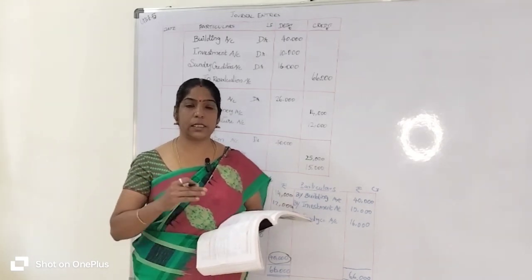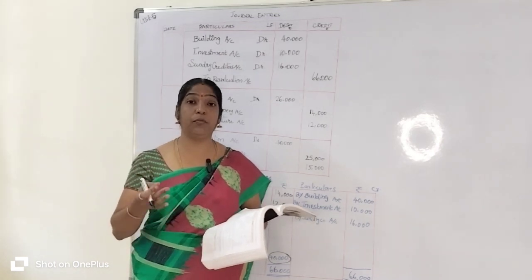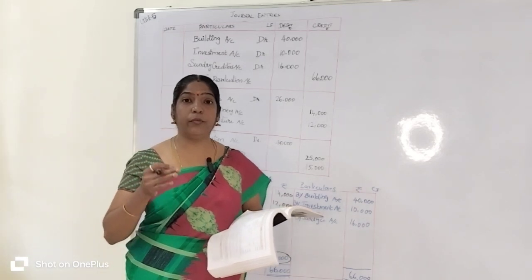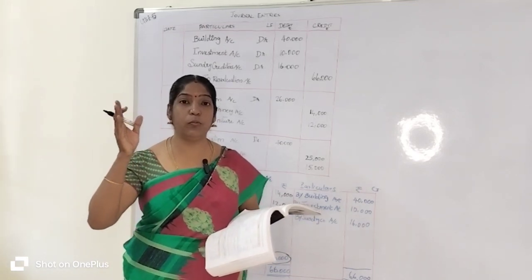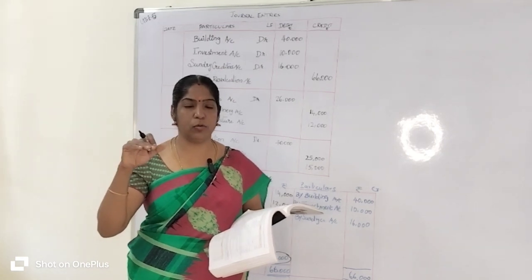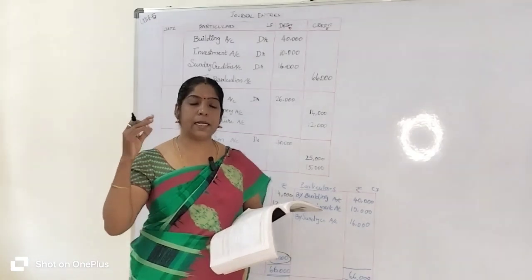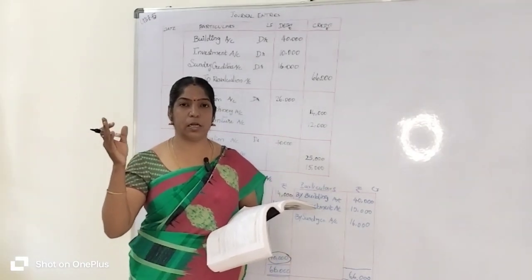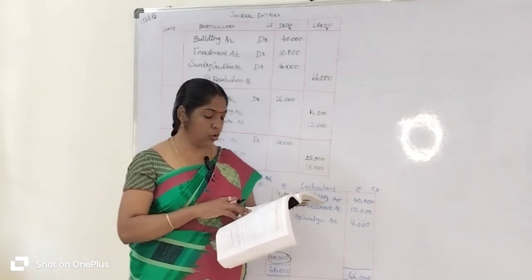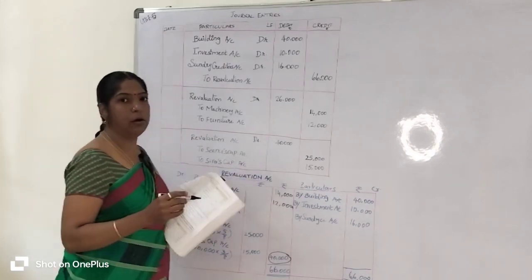The building value of 40,000 increases, so the asset account increases. If the asset account increases, what is the journal entry? What is the format? If the asset account increases, the asset account is to be debited, and the revaluation account is to be credited. The respective asset account is to be debited. Which is the respective asset account? Building. So the building account is debited by 40,000 rupees.